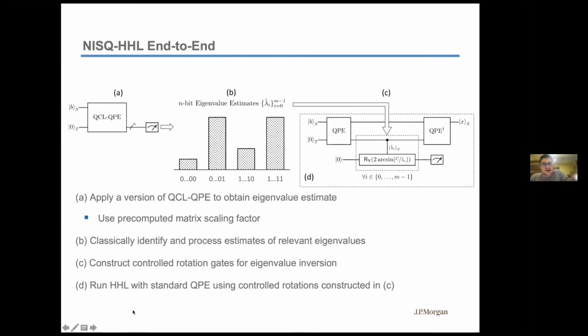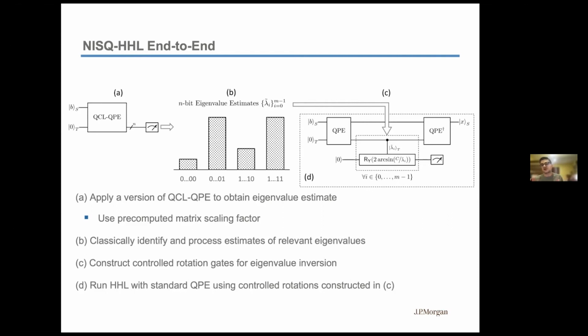And so this is an end-to-end view, again bringing up this graph. The first step, A, is in which we utilize this quantum conditional logic quantum phase estimation, in which we can estimate this distribution of eigenvalues, which is where the difference between HHL and this hybrid version lies. This is similar to what the original work of Lee et al. did, but here we don't need to use the standard phase estimation for this. We can use this QCL-QPE version.